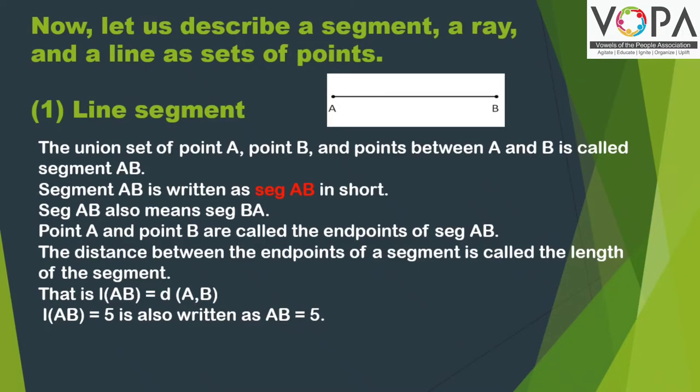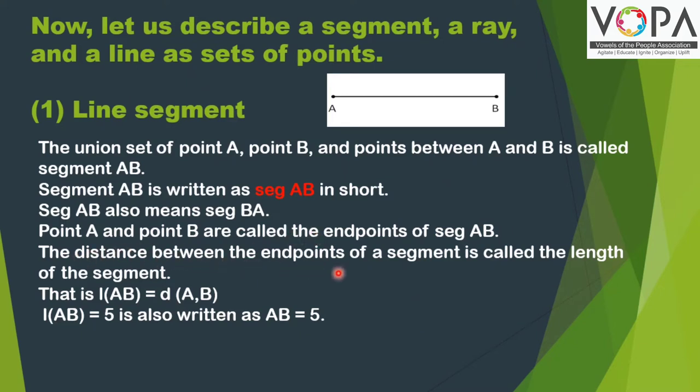Now, let us describe a segment, a ray, and a line as set of points. Line segment. The union set of point A, point B, and points between A and B is called segment AB. Segment AB is written as segment AB in short. Segment AB also means segment BA.